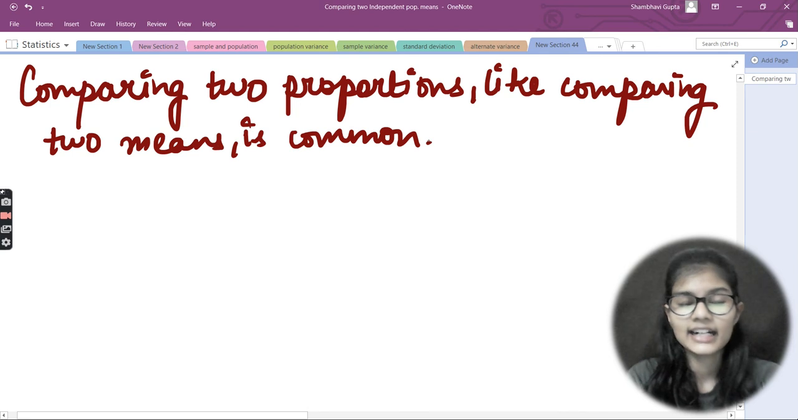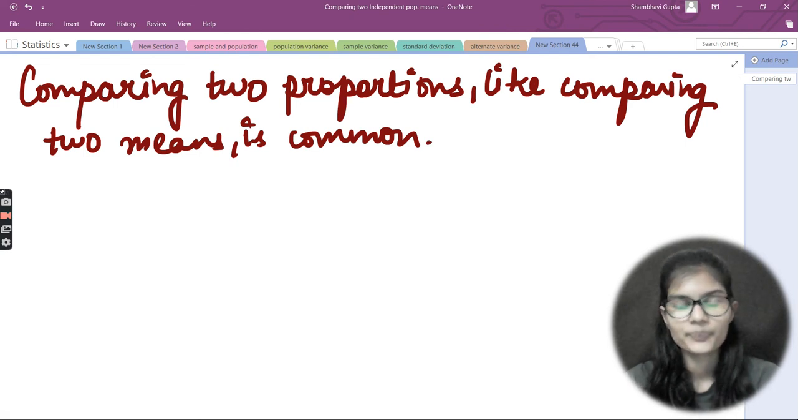If two estimated proportions are different, then this can be because of a difference in the population, or it can be due to chance, right? Two conditions can apply if two estimated proportions are different. First, it can be due to the difference in the population, and second, it can be due to chance. So a hypothesis test is the one which helps determine this.